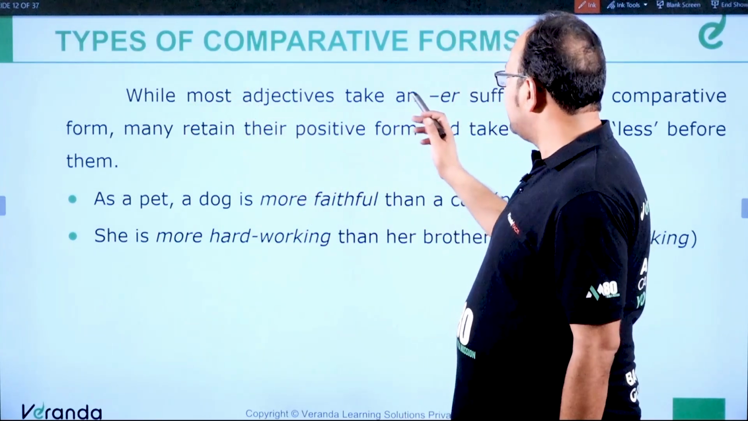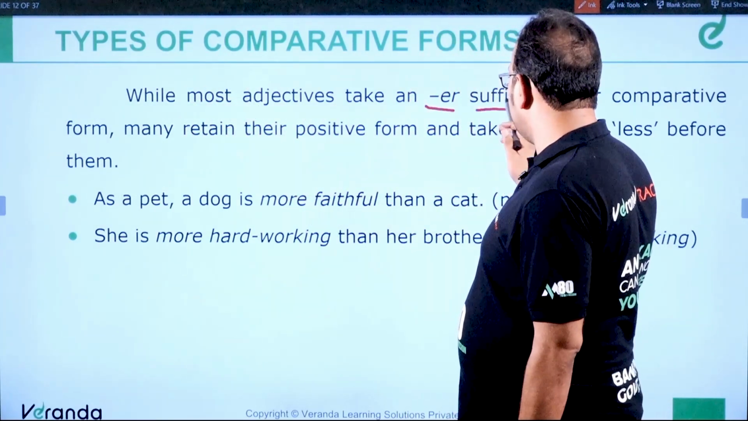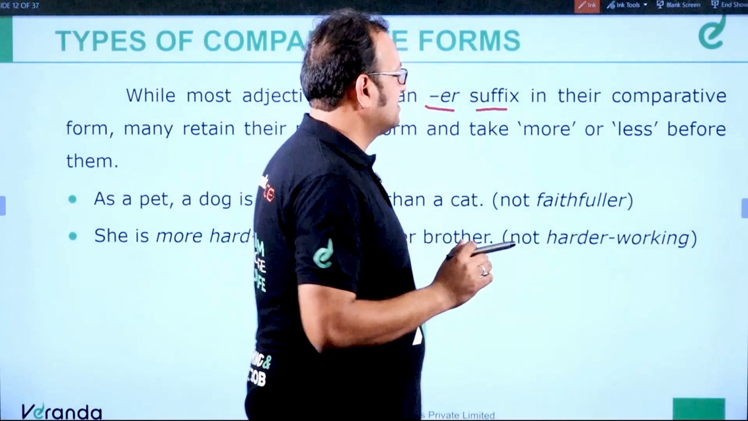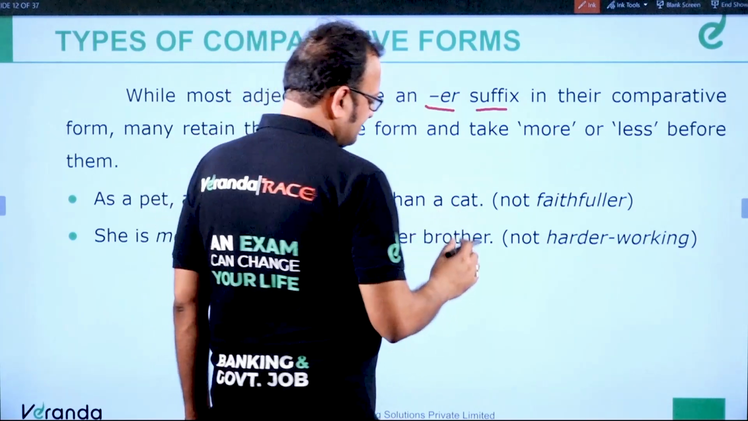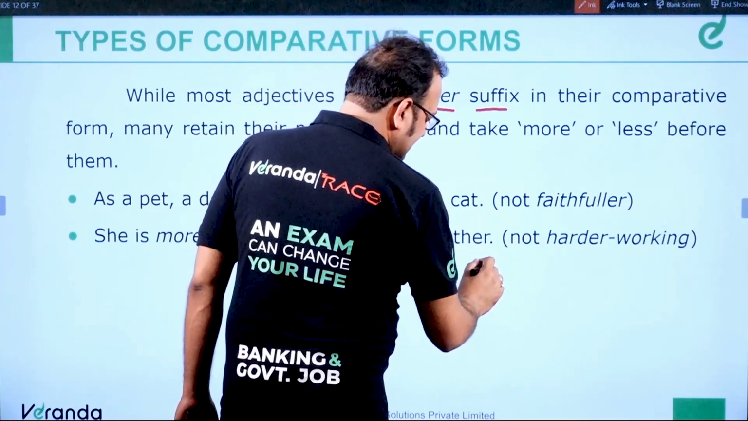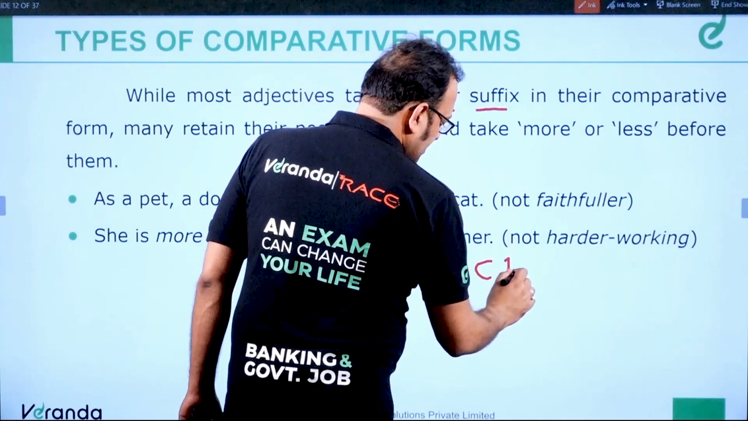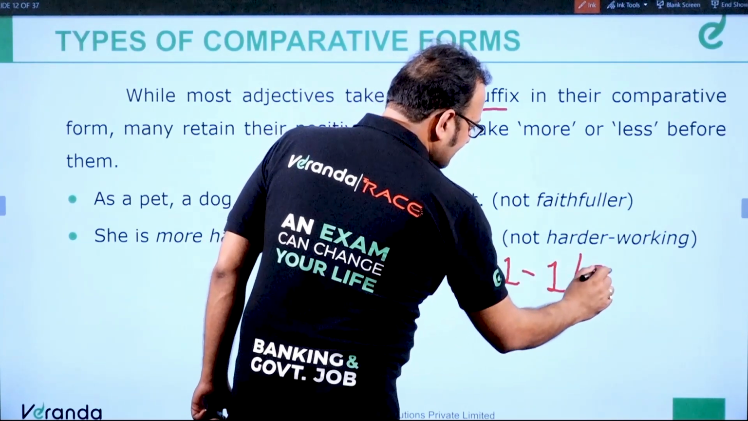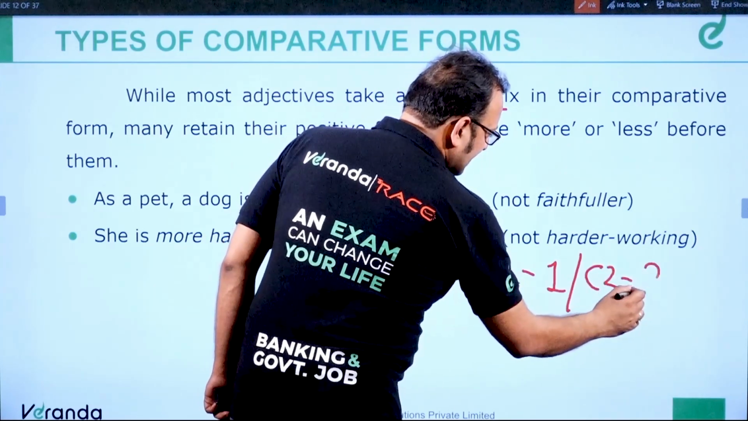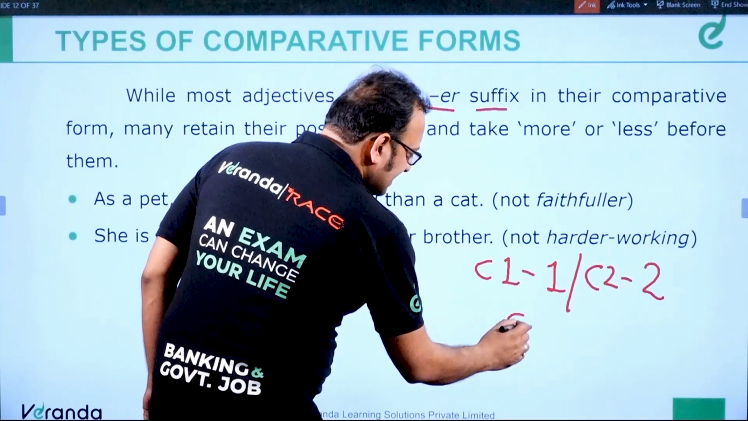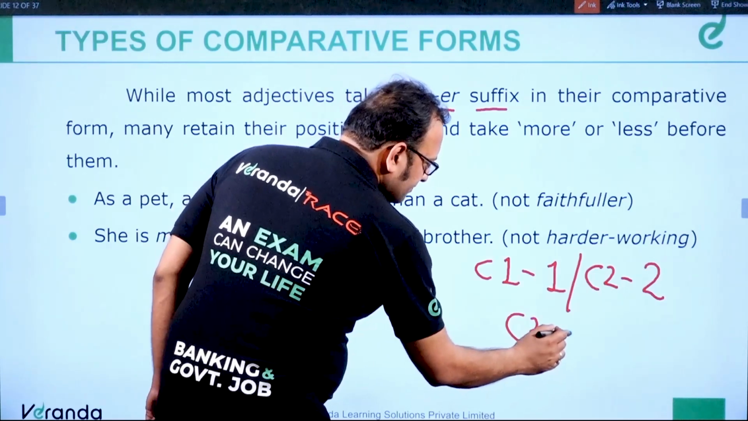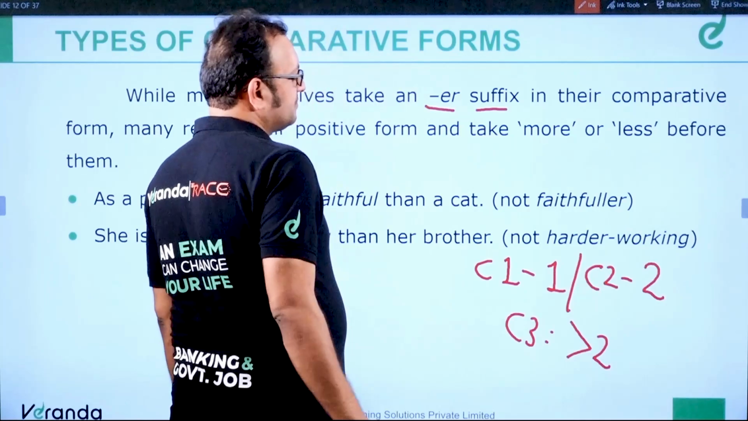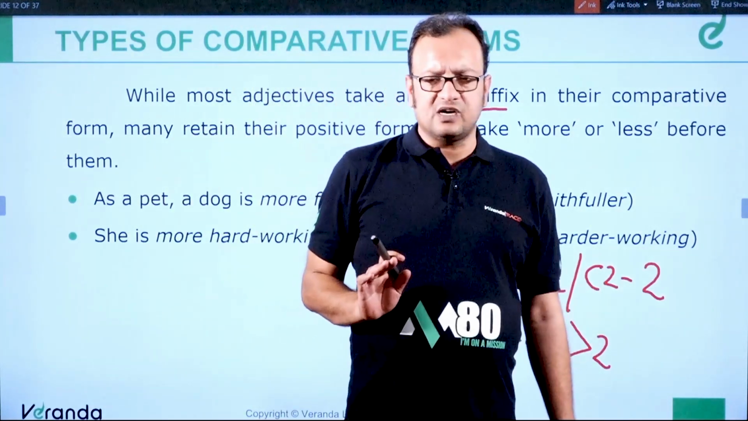While most adjectives take an ER suffix, well, wait. I won't discuss this. First, I'll tell you there are three cases of comparative degree. Case one, when one person is there. Case 2 is when two people are there. Case 3 is when more than two people are there. These three cases we are going to discuss now.